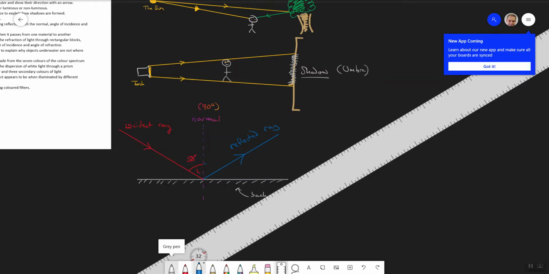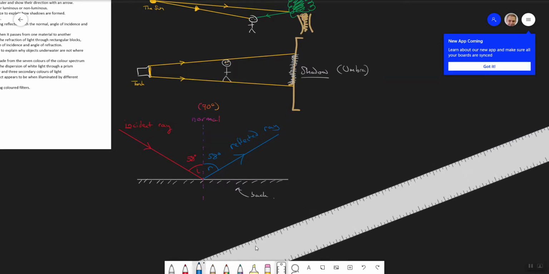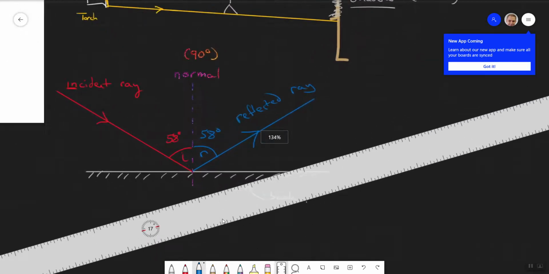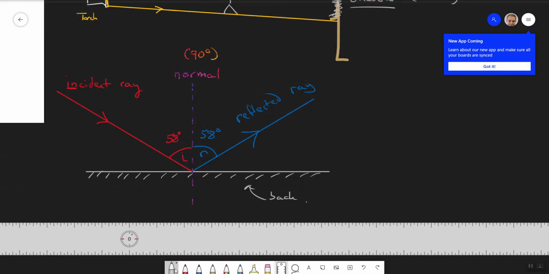And this is also a little r for this. And this will also be 58 degrees. And this is the law of reflection, okay? That the angle of incidence is equal to the angle of reflection, okay? It doesn't matter what kind of orientation your mirror is at, this is the way you do it every single time.